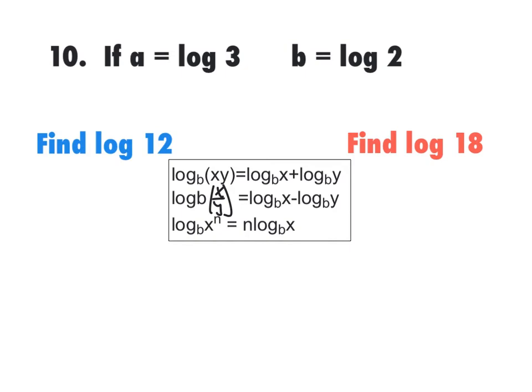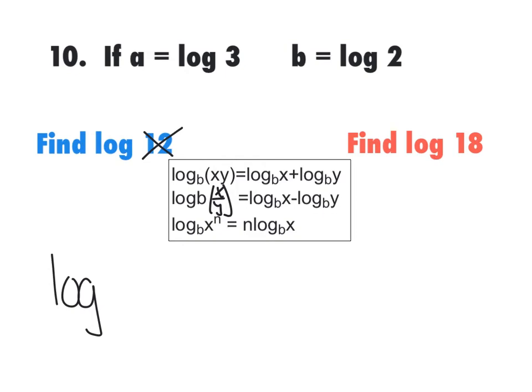Number 10. If a equals log of 3 and b equals log of 2, find log of 12. Okay, so my first goal, remember, is just to get rid of the 12 somehow. And you want to use one of these properties. You either want something times something, something divided by something, or something to a power. There's not always one right answer. You can get creative. So I'm going to say I'm going to replace 12.